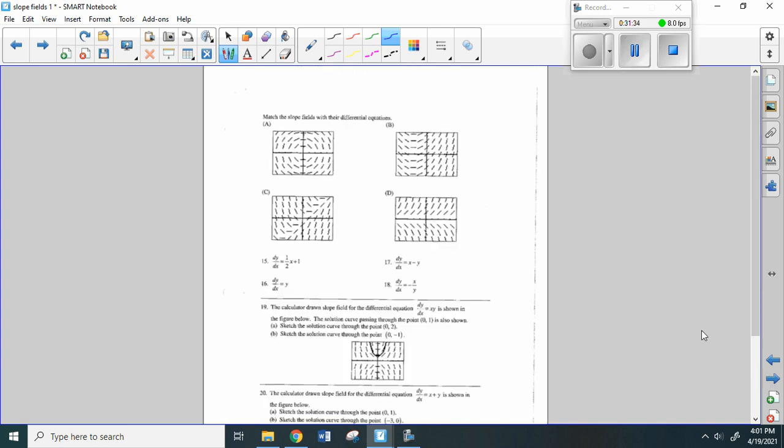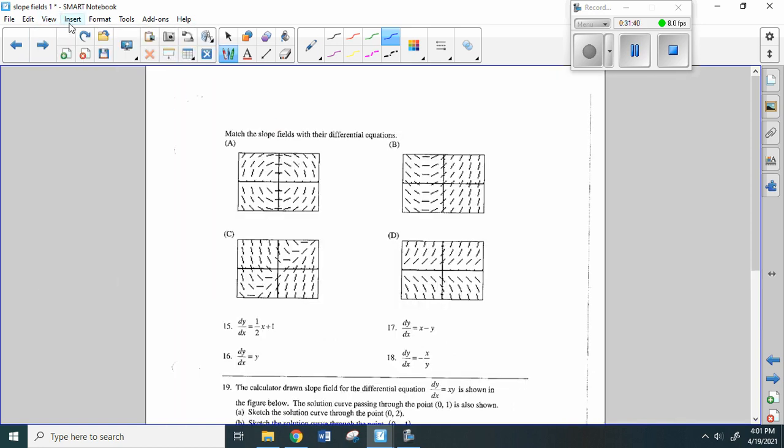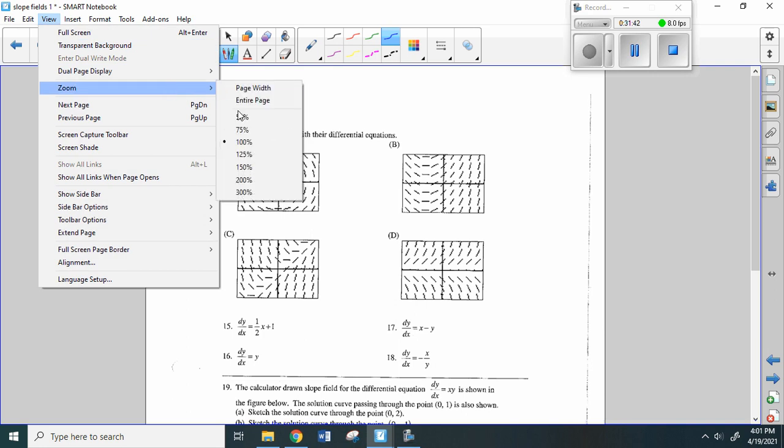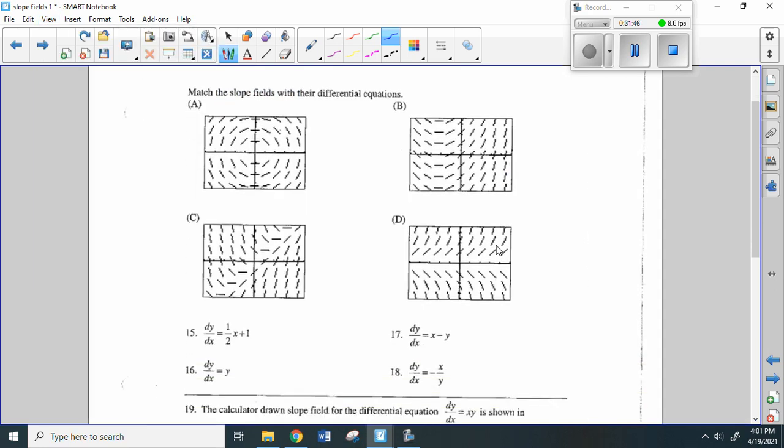On the next page, and I can actually make it a little bit bigger now, maybe even a little bit bigger than that. Okay, I've given you a slope field again, but this time you're matching it to its differential equation. So when you're matching it to its differential equation, you really should match up slopes, because dy over dx is a slope, right?